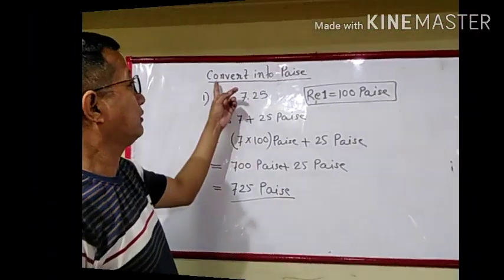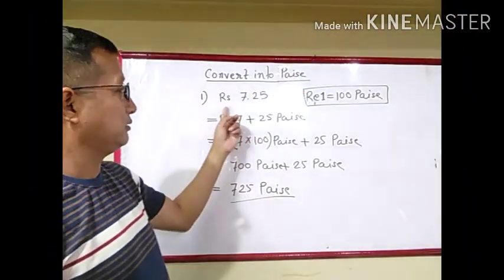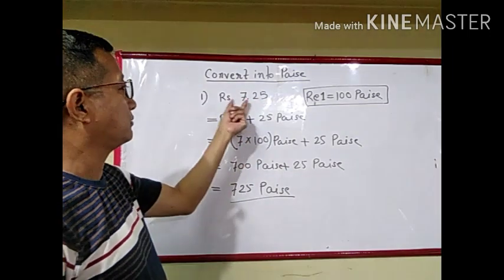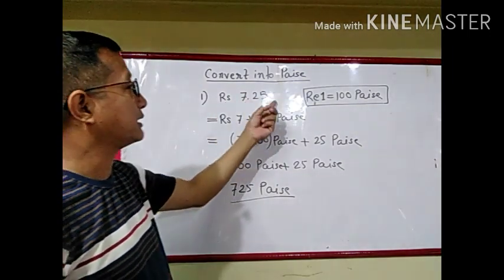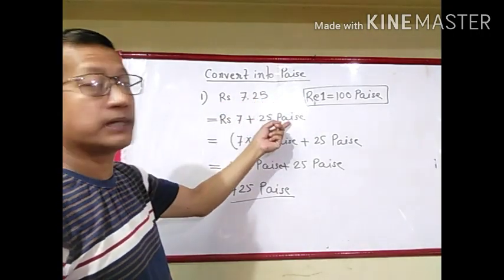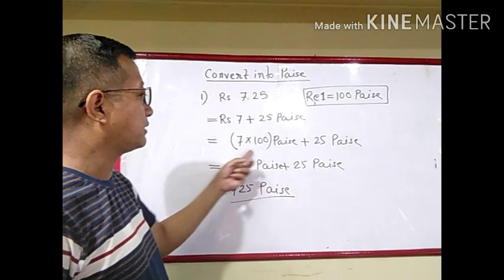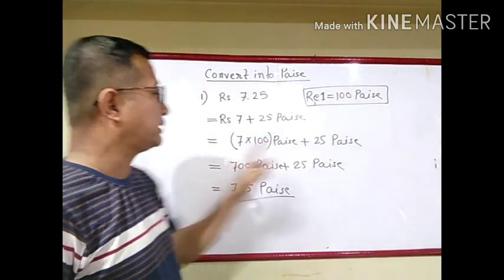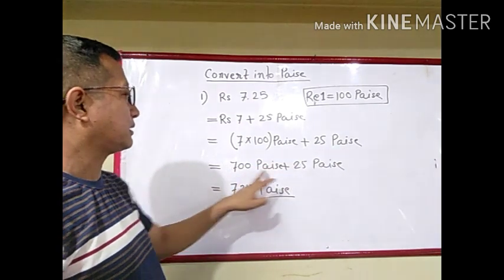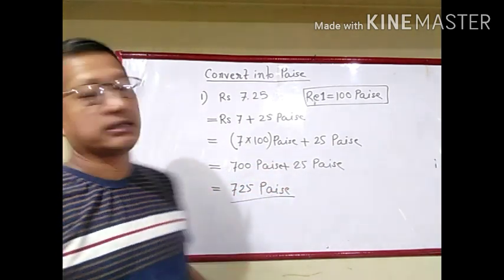So, convert into pies. This much rupees is given. To convert this, first you divide: before the decimal is the rupees and after the decimal is the pies. So 7 rupees plus 25 pies, and 7 rupees equals 7 into 100, because 1 rupee equals 100 pies. So 7 into 100, 700 pies, plus 25 pies. So 700 pies plus 25 pies equals 725.